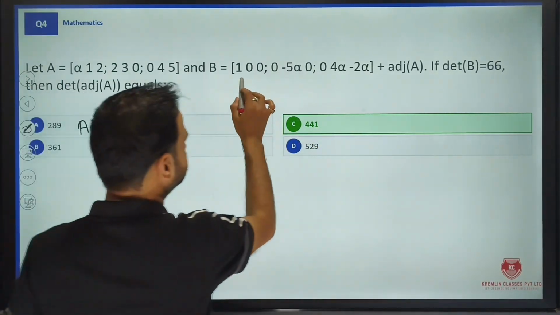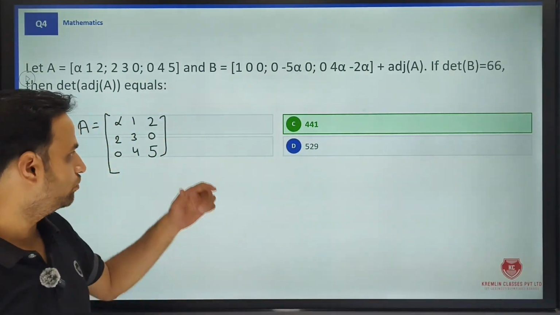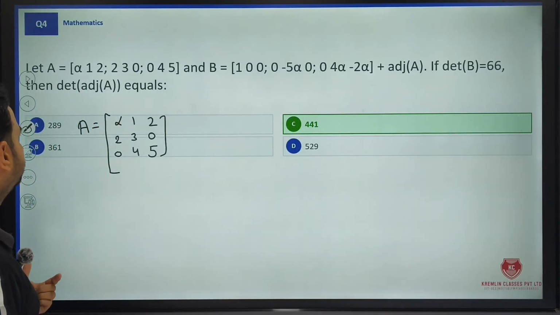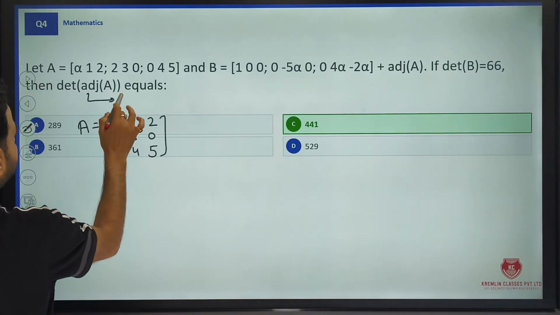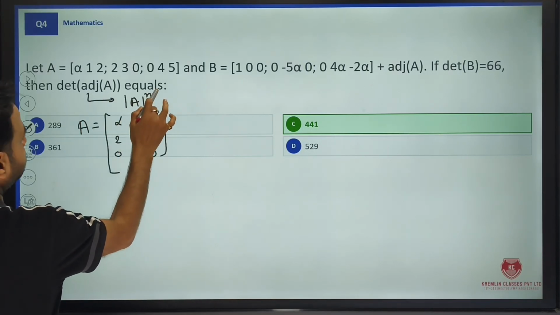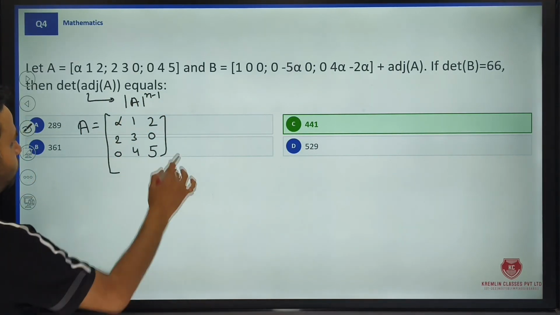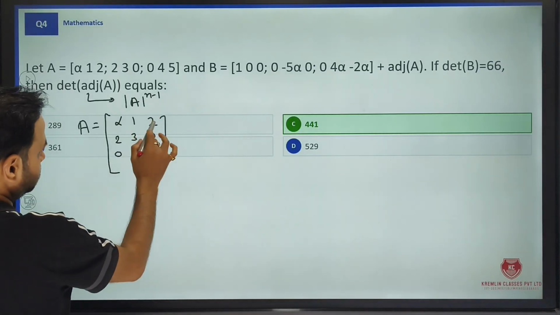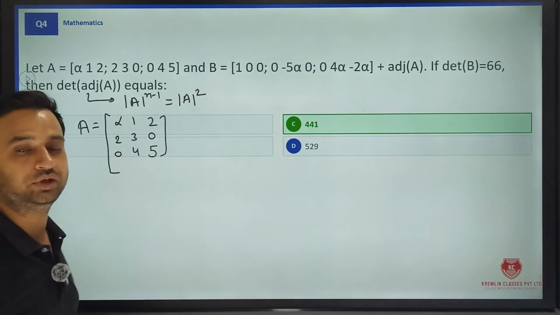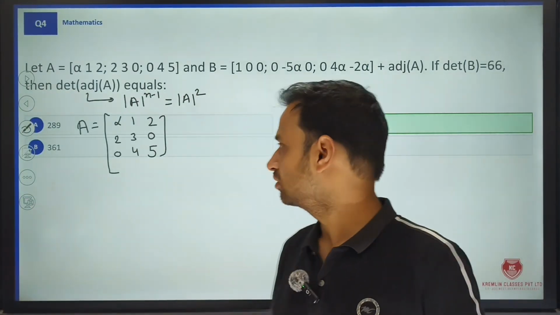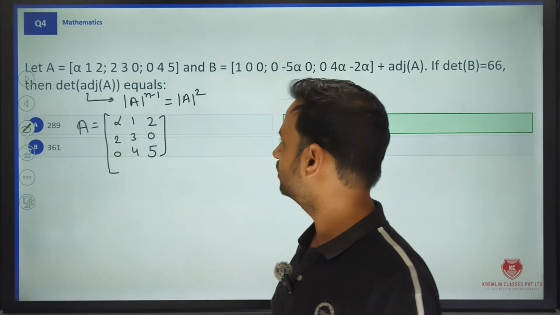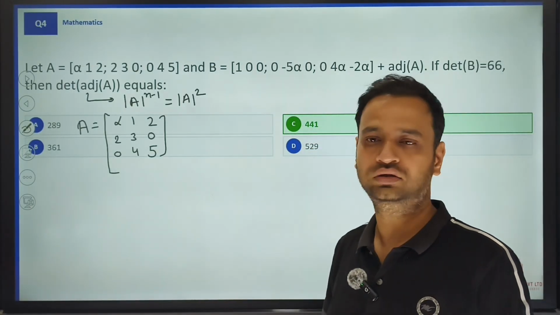B is adjoint of A plus adjoint of A. So we have to find the adjoint of A first, otherwise we will find it quite hard. The determinant of adjoint of A is given by determinant of A to the power n minus 1. Since this is a 3 cross 3 matrix, the determinant of A square will be the answer. This means we have to find the determinant of A square. For the determinant of A square, we have to find alpha.